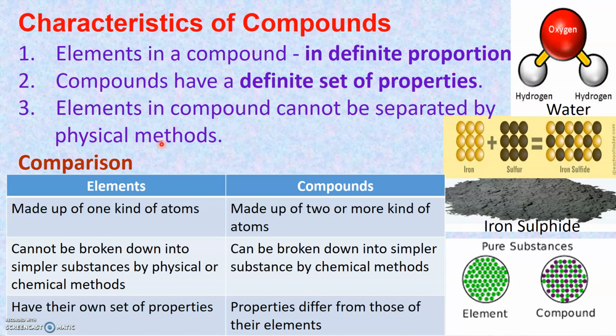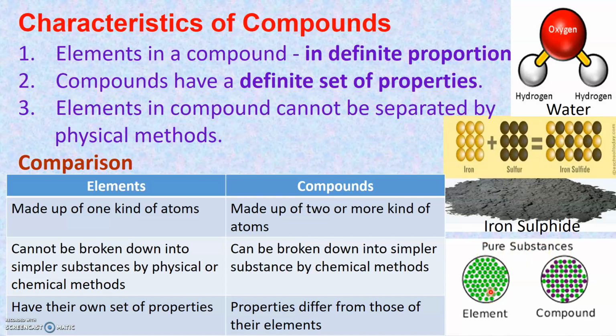Now, let us have a comparison of elements and compounds. We have already understood what elements are and what compounds are. Now, we are going to see how an element differs from a compound. Elements are made up of one kind of atoms. As you can see here, it consists of one kind of identical atoms. But in case of compounds, they are made up of two or more different kinds of atoms. It is to be noted that both elements and compounds are pure substances.